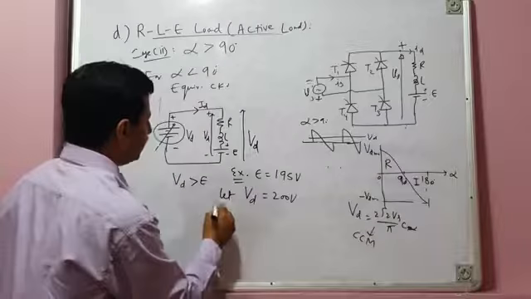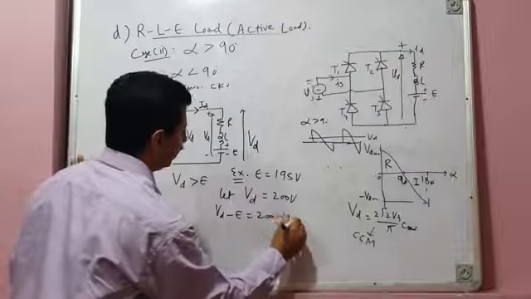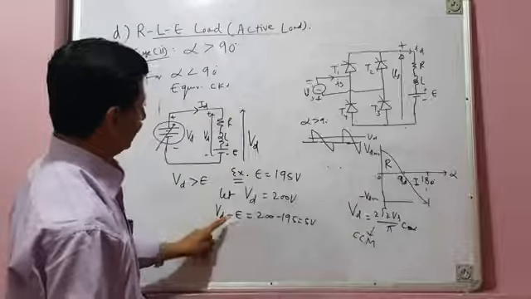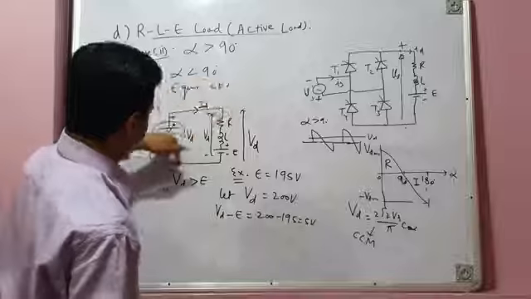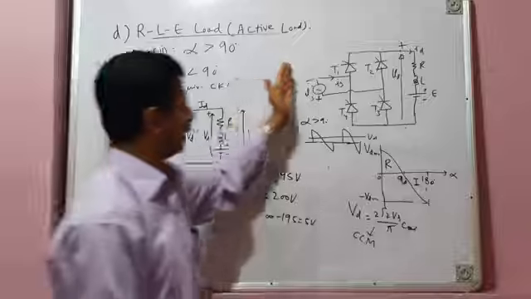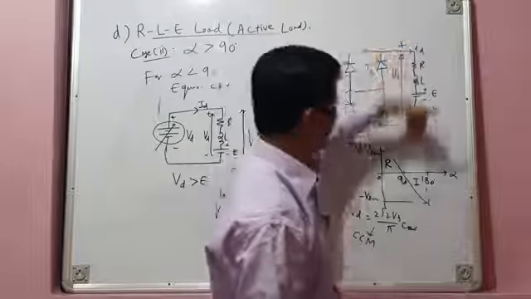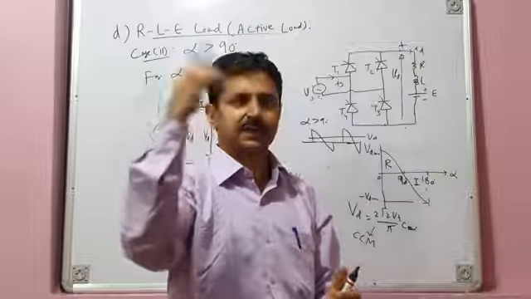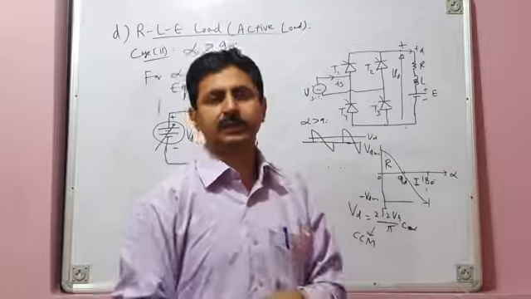What is VD minus E? It is 200 minus 195, that is 5 volts. Since VD is 200 volts, it is greater than E. The difference between the two voltages is 5 volts, and this 5 volts difference pushes a current ID like this. Hence there is a flow of power from this side to this side. Power is taken from the AC side, converted into DC, and fed to the load. If your load is a motor, your motor starts producing torque and starts running at a given speed.